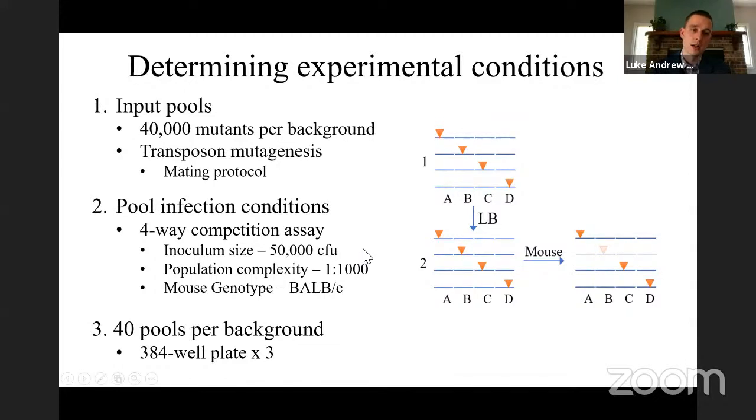I'd just like to summarize a lot of that work with these few bullet points that I have here. So first was, how do we generate these input pools of mutants? And we determined that if we looked at about 40,000 total mutants in each background, that would give us a high level of confidence that we would have anywhere between 2 and 10 insertions in all non-essential genes throughout the genome. And we generated these mutants using a mating protocol that was developed in the Metcalf lab, in which a transposon is inserted randomly throughout the genome.